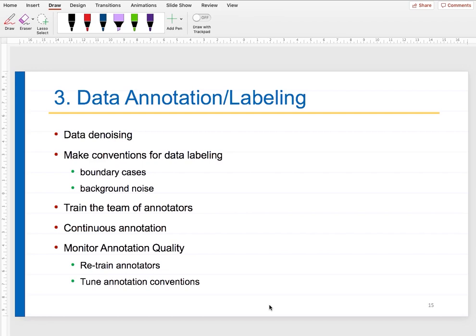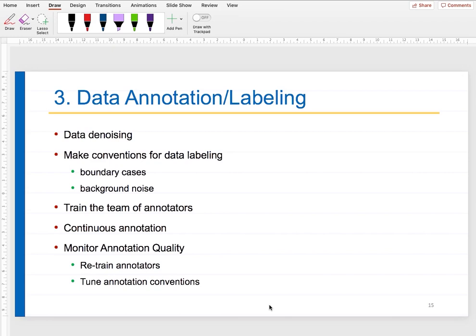That is called data denoising. There are samples which are not usable, so you discard them, and samples which are usable, you take them and do some processing. Very important, make conventions for data labeling. So you have to make conventions. What does that mean? This example is simple, like rose, lotus, jasmine, very obvious classes.